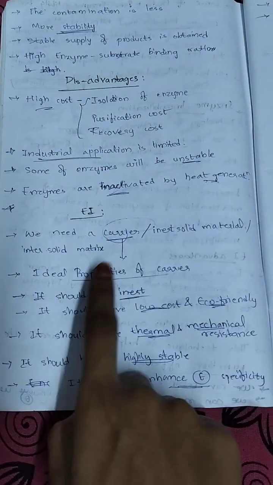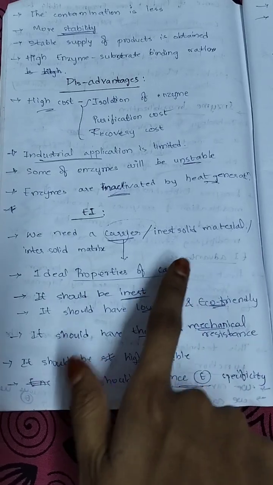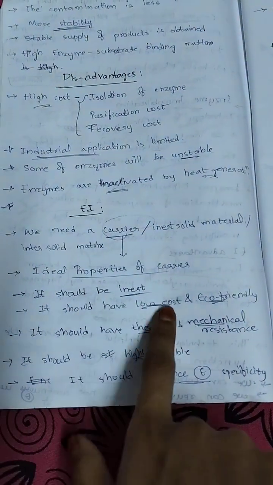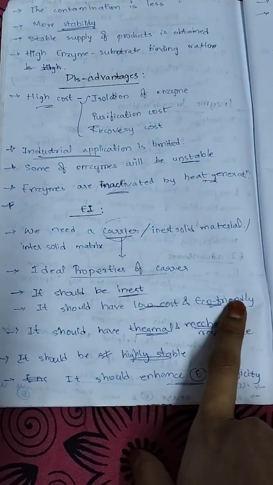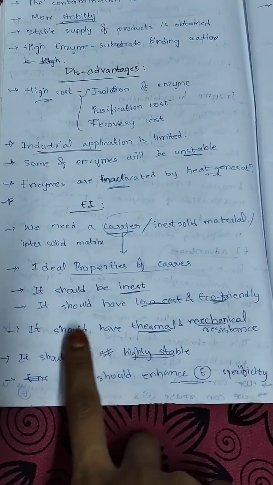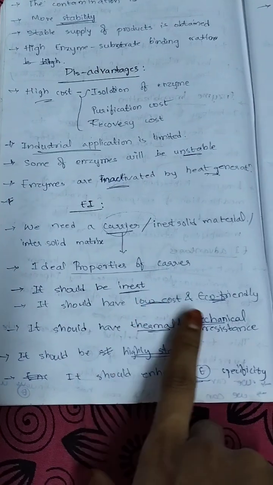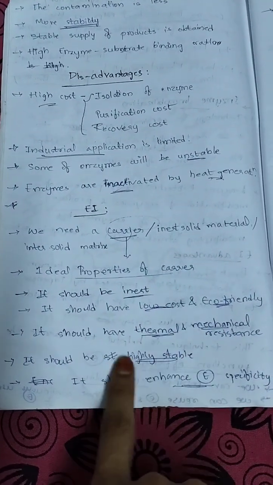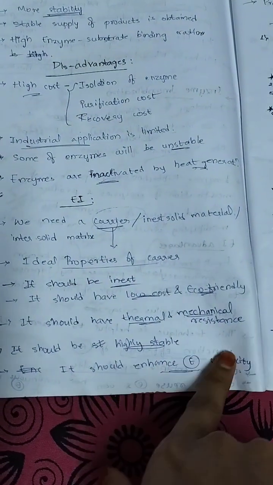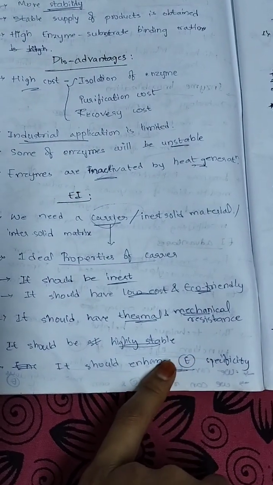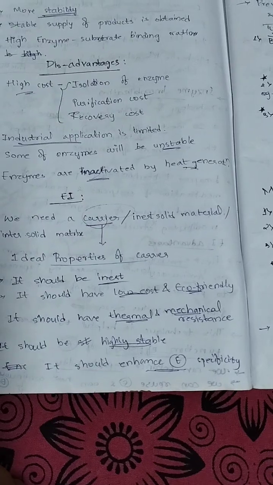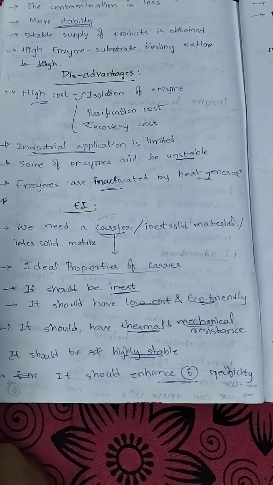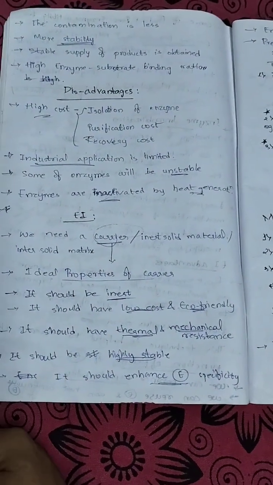Now the ideal properties of a carrier are: the carrier should be inert, it should be low cost, eco-friendly, and it should have thermal and mechanical resistance. It should be highly stable. It should enhance enzyme specificity, and it should also prevent protein adsorption and denaturation. These are the ideal properties of a carrier.